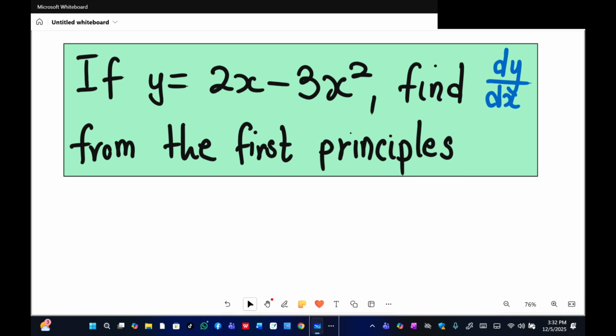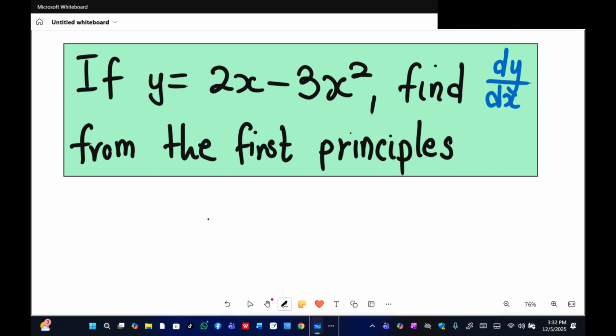We have a question here still relating to differentiating from the first principles. The function here is y is equal to 2x minus 3x squared, and we have to find dy/dx from the first principles. It means we have to find the derivative of the given function using the first principles method or approach. So let us state the formula for finding the derivative of a given function from the first principle.